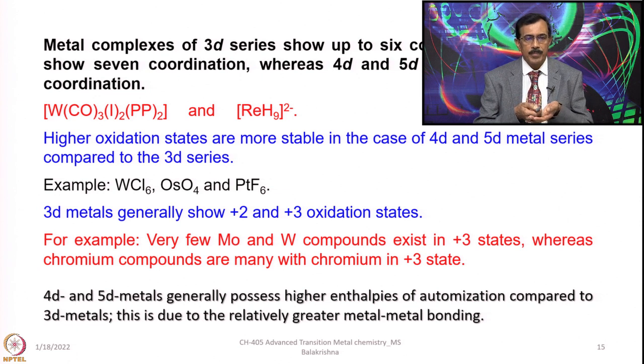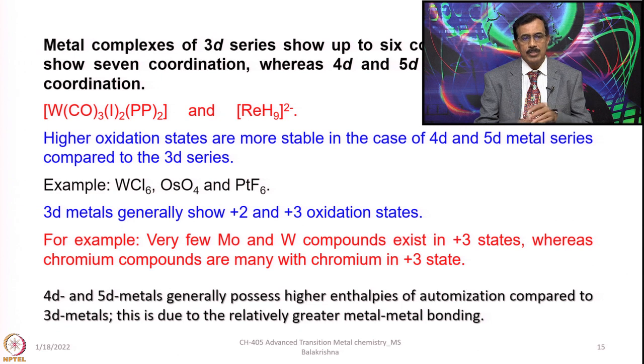And of course, here the reason is very simple. The size is a little larger compared to 3D. As a result, valence electrons are a little farther from the nucleus, and it is very easy to ionize electrons in the 4D and 5D series. For example, tungsten hexachloride, osmium tetroxide and PtF6. Here tungsten exists in the +6 oxidation state, whereas osmium exists in the +8 state, and in this case platinum is in the +6 state.